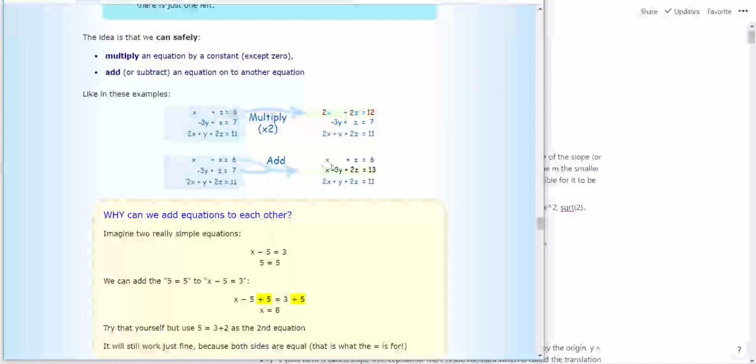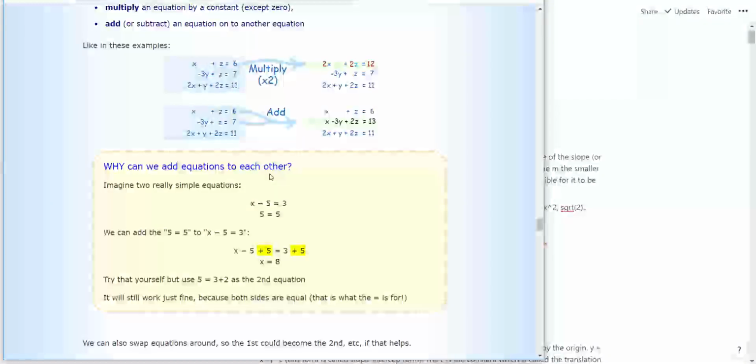Okay, multiply by 2, so you'd get rid of these, and then you add these two together, so you'd have 2 z's. Why can we add equations to each other?